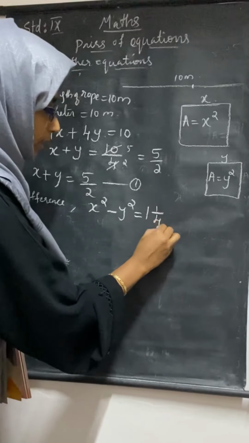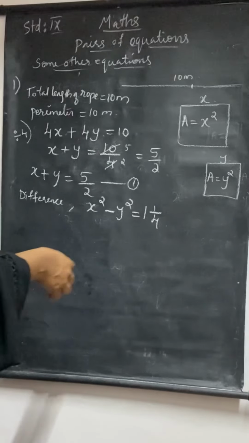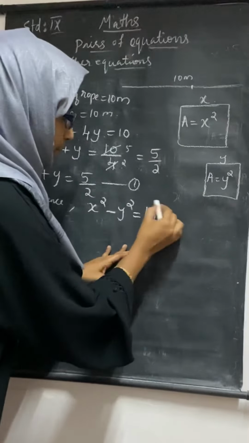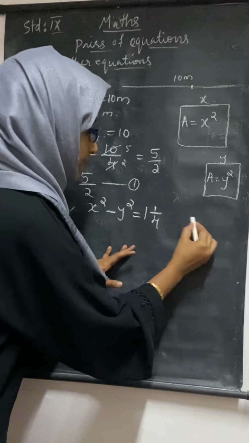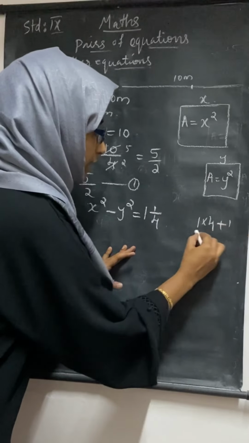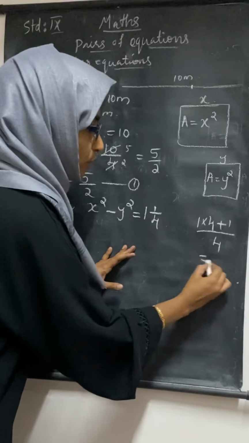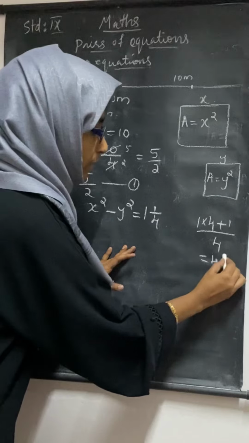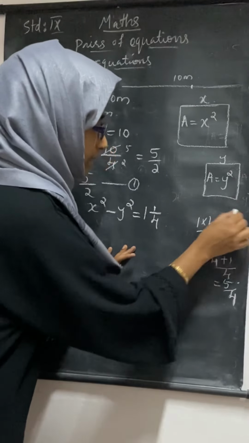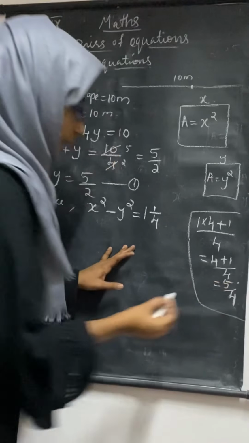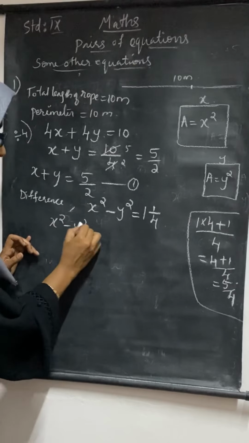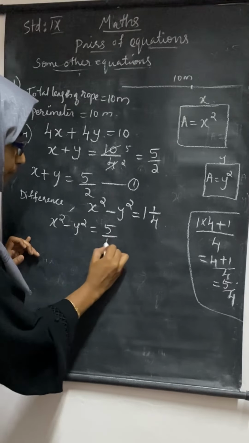1 by 4. You have to change this. Okay, improper you have now. How to change this? This is the way: 1 into 4 plus 1 divided by 4. So 4 ones are 4 plus 1 divided by 4 means 5 by 4. You will get this answer as 5 by 4. So I can write it as x square minus y square is equal to 5 by 4.